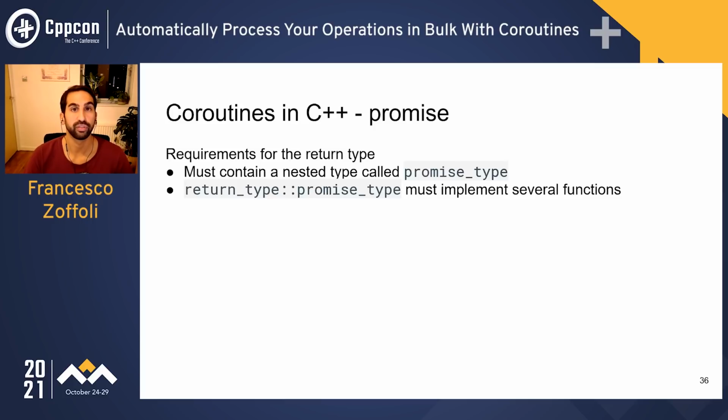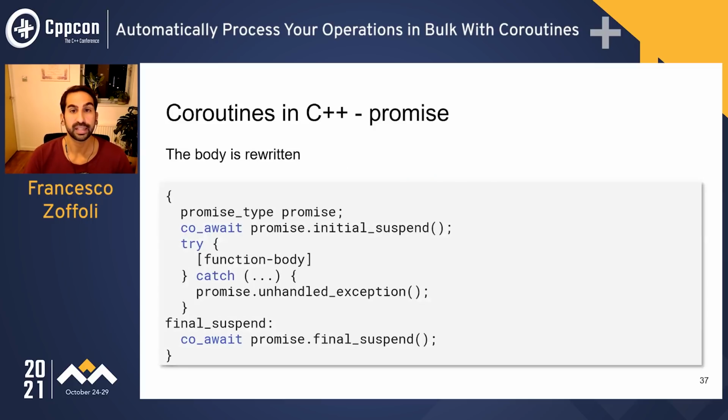It's quite similar to the range-for loop. Let's look at how the body is rewritten. The body of the coroutine is going to instantiate the promise type, and then it's going to call co_await on the initial_suspend method. Then, inside the try, the function body, which we actually write in the function, is going to be executed. And if any exception is caught, unhandled_exception is going to be called. In the end, final_suspend is going to be called and co_awaited. Now we'll see every single call individually.